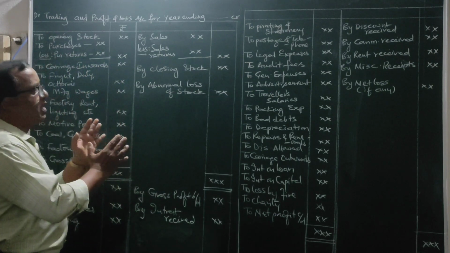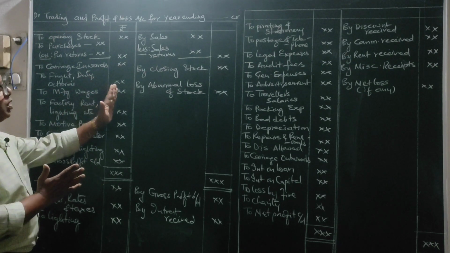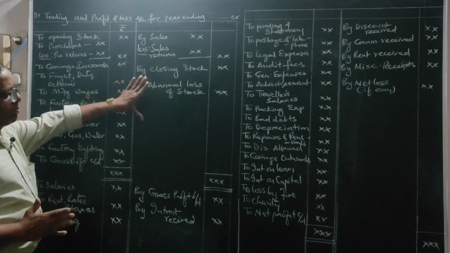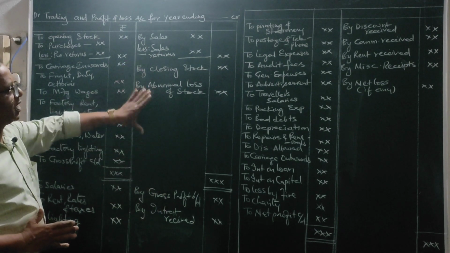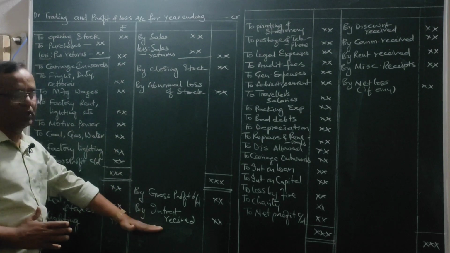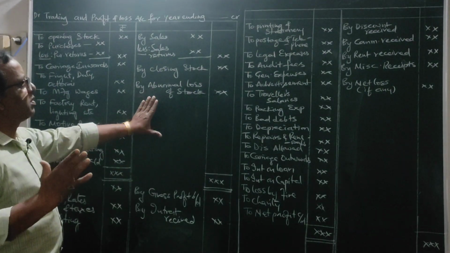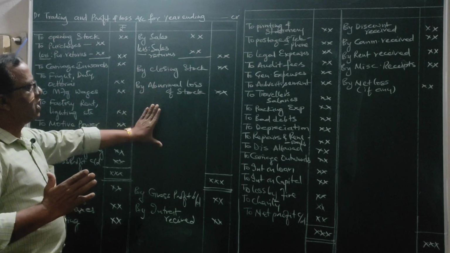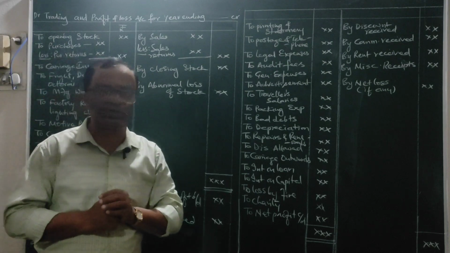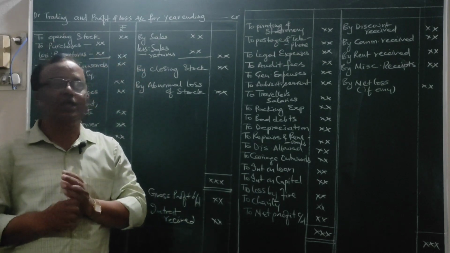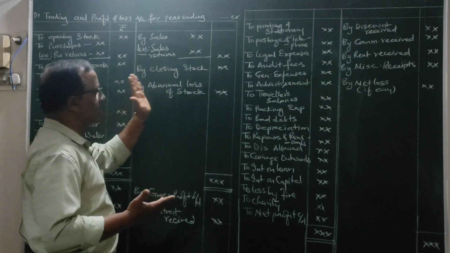To ascertain the profit or loss, he will prepare a trading and profit and loss account. Some people prepare a separate trading account and a separate profit and loss account, or you can prepare the trading account and, as a continuation of that, take up the profit and loss account. These are accounts, not statements, so they should have the account formalities: one debit side and one credit side.